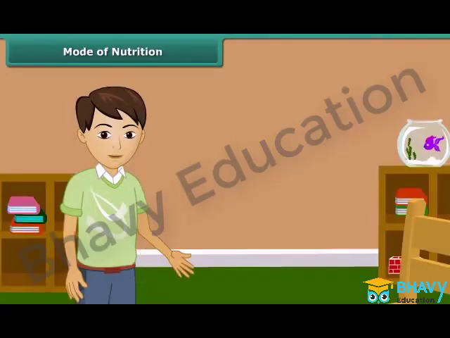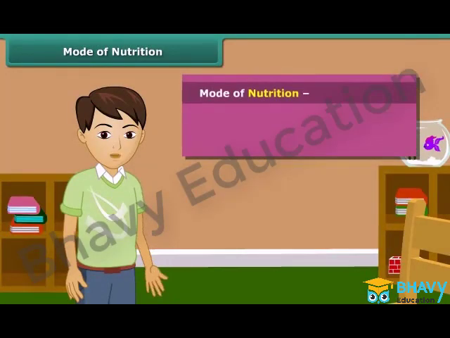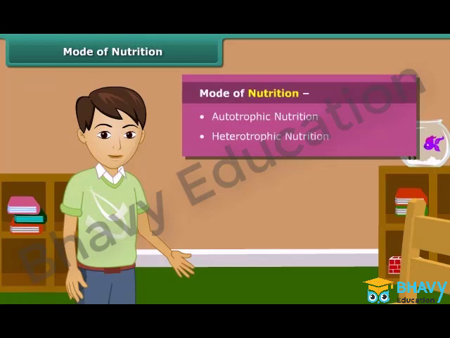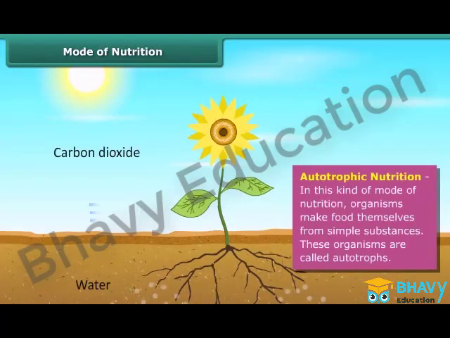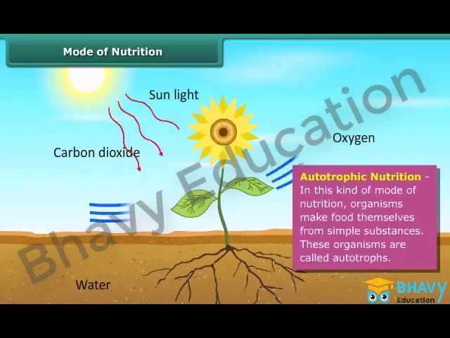Dear friends, now let's know about the mode of nutrition. There are two types of nutrition modes: autotrophic nutrition and heterotrophic nutrition. But what are they? The mode of nutrition in which organisms make food themselves from simple substances is called autotrophic nutrition, and these organisms are called autotrophs. Green plants are the examples of autotrophs.